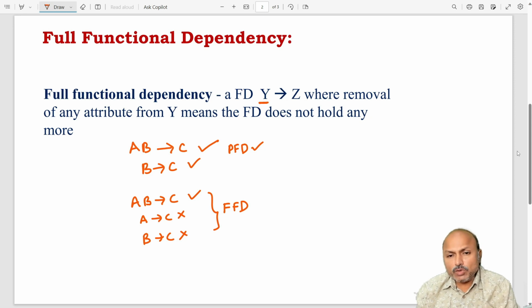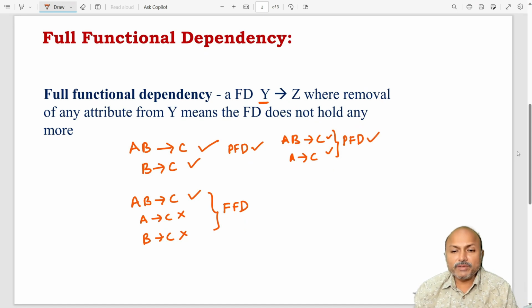Okay, I think you got the clarity between partial functional dependency and full functional dependency. We can write another way of writing the partial functional dependency. AB arrow C. Here you wrote only one. So here you can write, removing B, what happens? A arrow C. If this holds, this is also called partial functional dependency. That means a part of the attribute is not supposed to hold the functional dependency. Then only you can call it a full functional dependency.